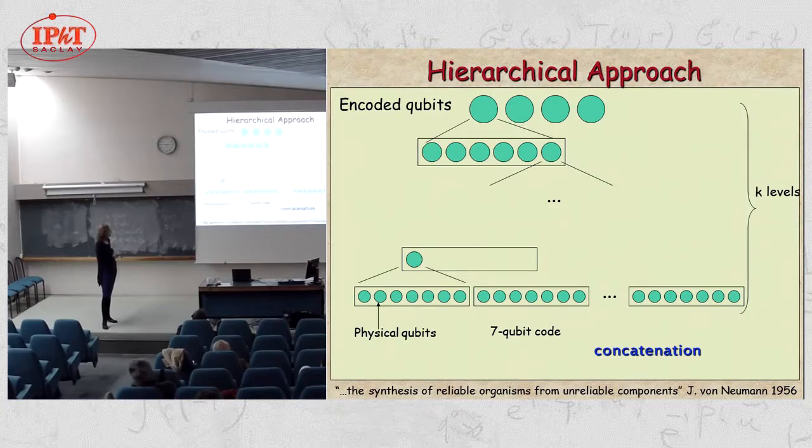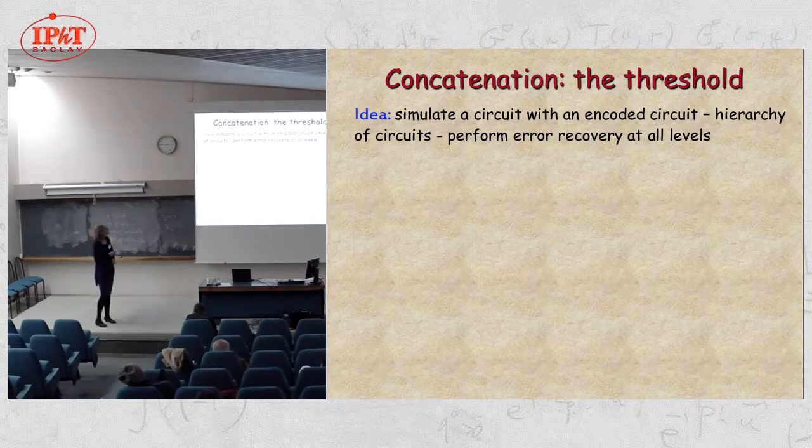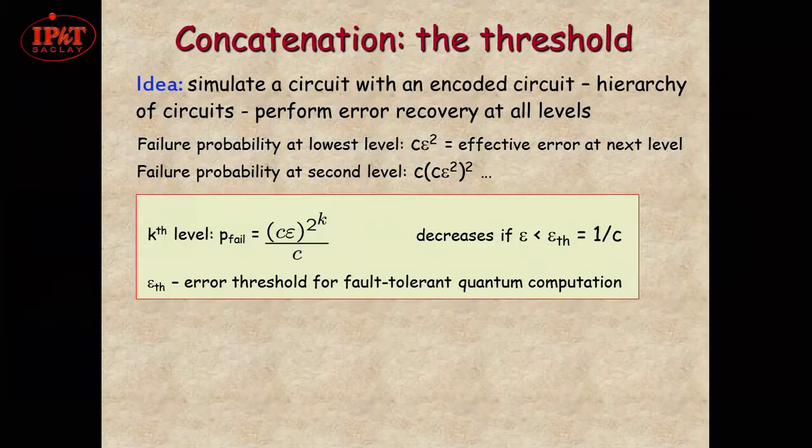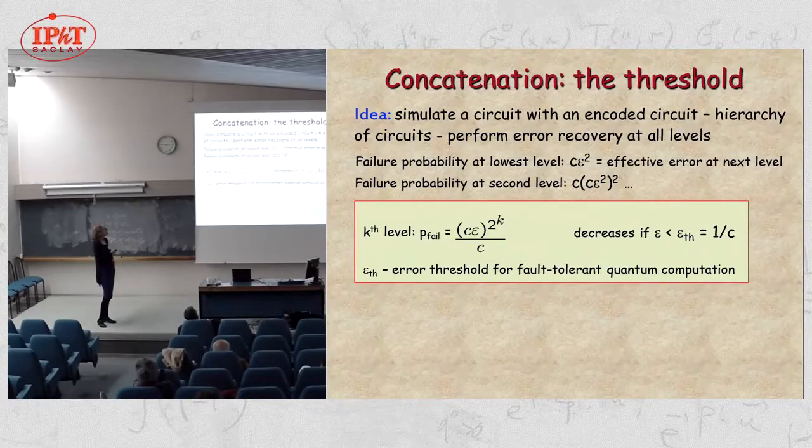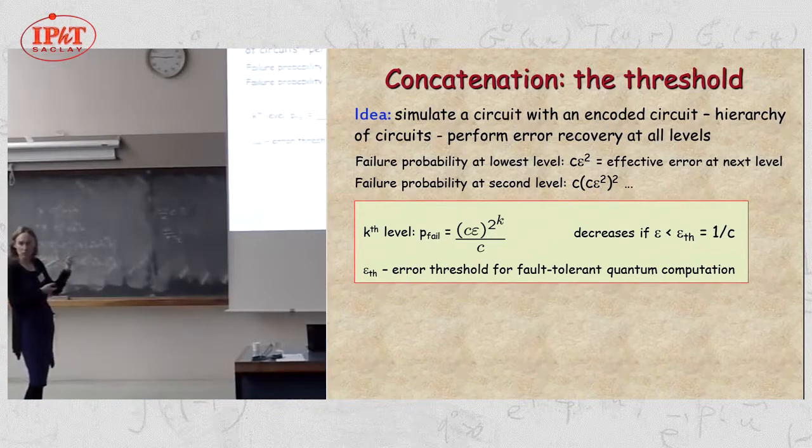In the context of synthesis of reliable organisms from unreliable components. So here we will simulate our circuits with this hierarchy, and per level, let's assume we have a one error correcting code, and we are able to correct one error, so we are able to go down from epsilon to epsilon squared. Then the next layer will go down from epsilon to the fourth, each time we square it, and so when we have k such levels, our failure probability can be as low as this.